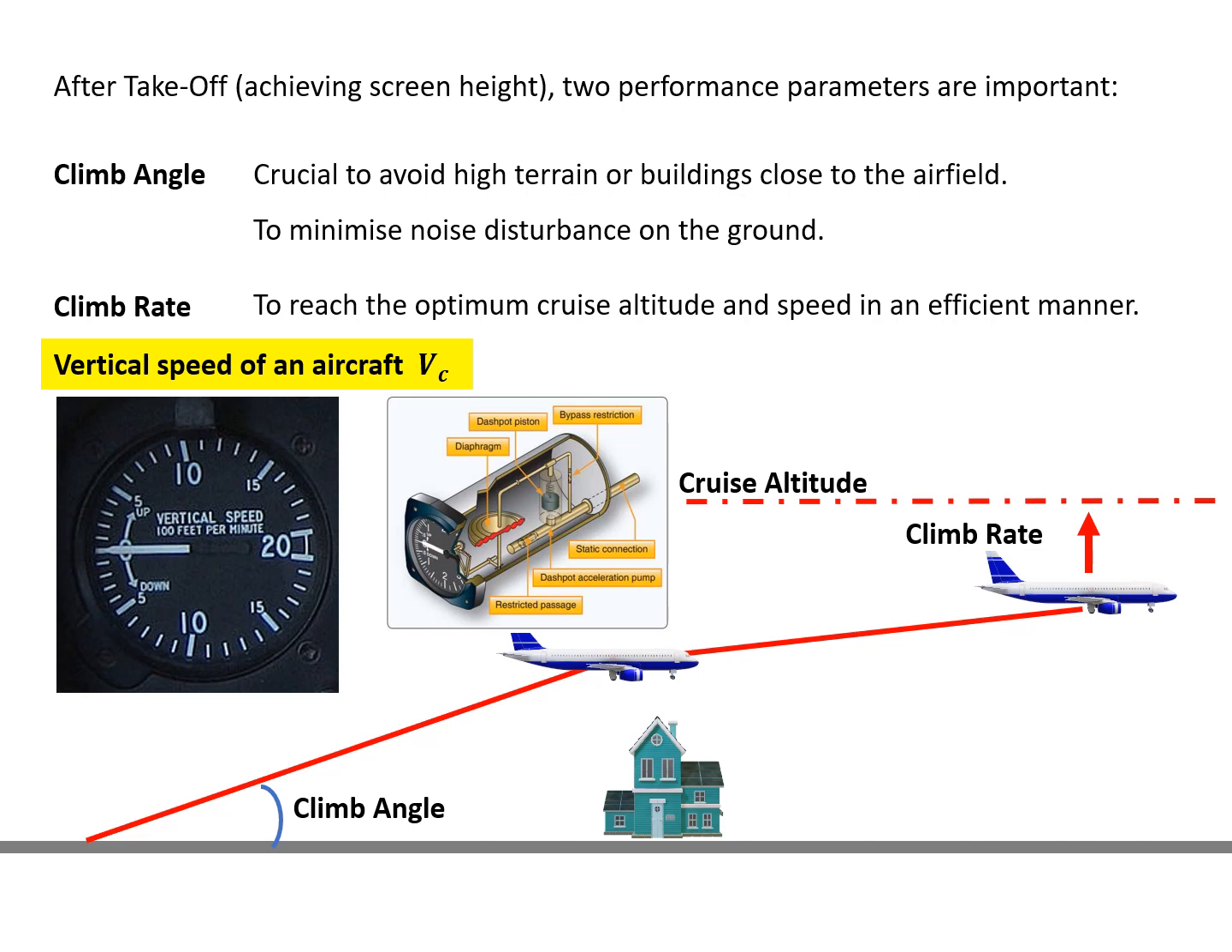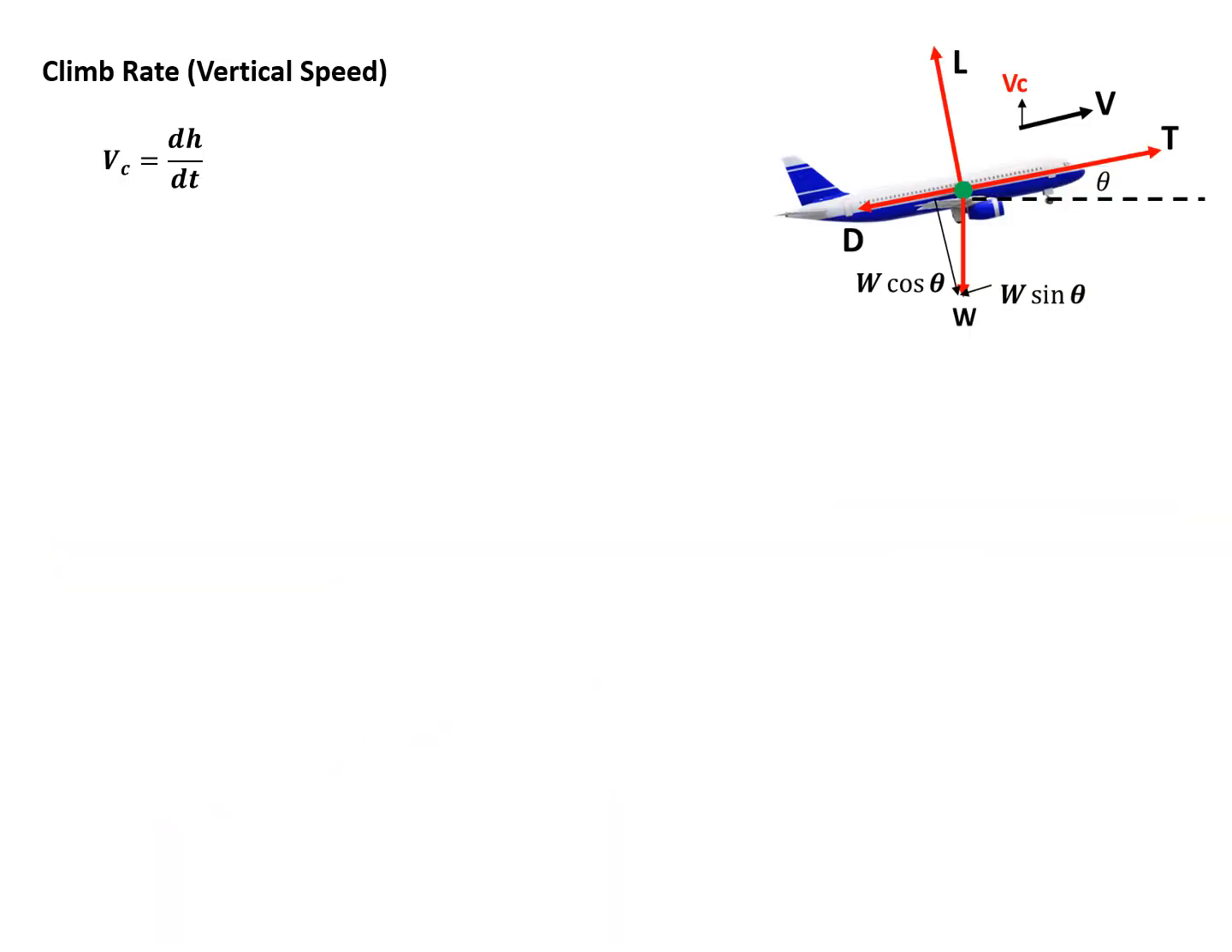And so in an aircraft, as a pilot, you can see the vertical speed in the vertical speed indicator. The panel looks like the left-hand side picture, and it's measured by sensing the pressure difference when the altitude is changed. Now we need to know how to calculate the climb rate or the vertical speed. According to the definition of vertical speed, Vc equals dh over dt, which is the change rate of the altitude.